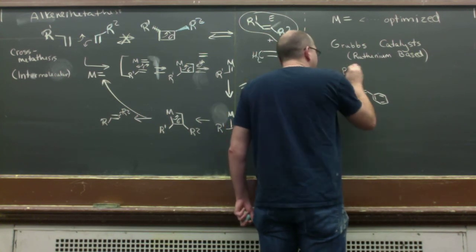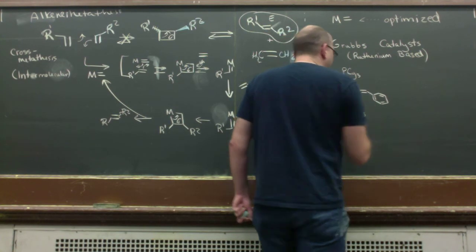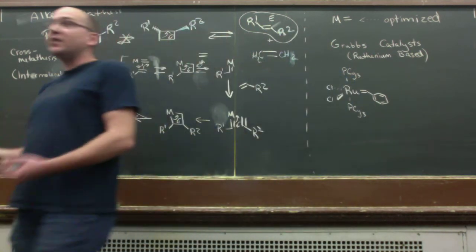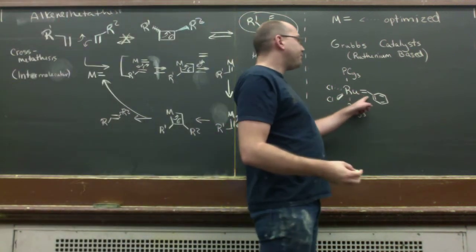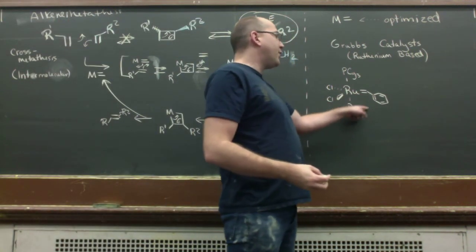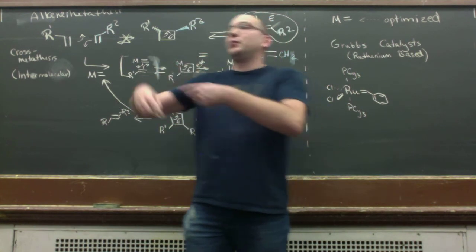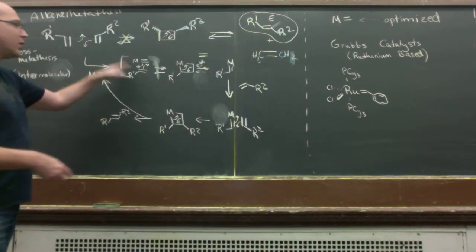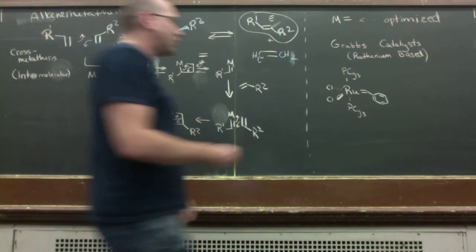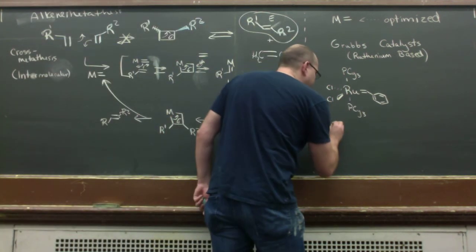And so the first generation Grubbs catalyst, the one that you'll often see, looks like this. So it's styrene based. What you start with is the styrene-based one, but after you go through one catalytic cycle, what you have is something that looks more like the free metal. And so this is what's called first generation.